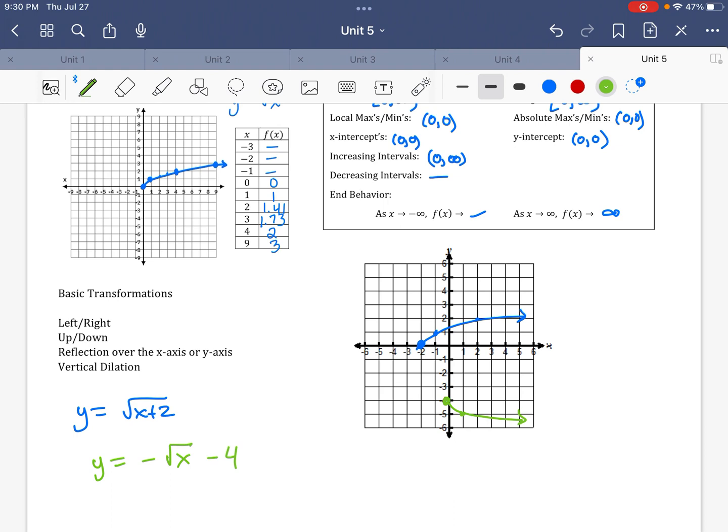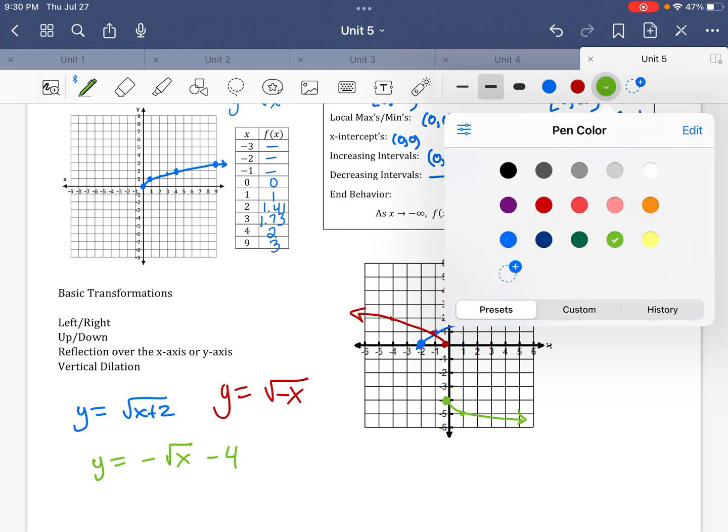That's reflection, down, let's see, dilation. Oh, if you want to flip over the y-axis, let's do that one. So that's if you have a negative on the inside. That would turn you to the left. Okay, all right, and let's see.